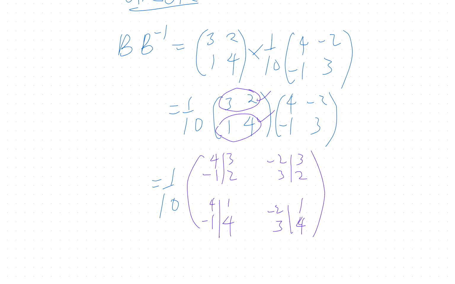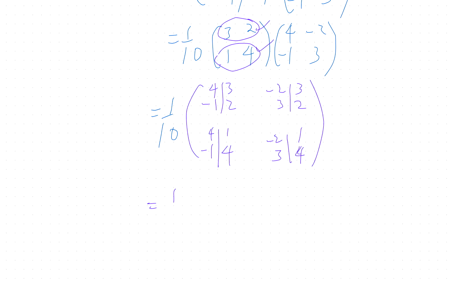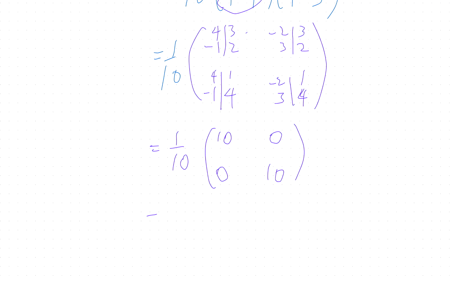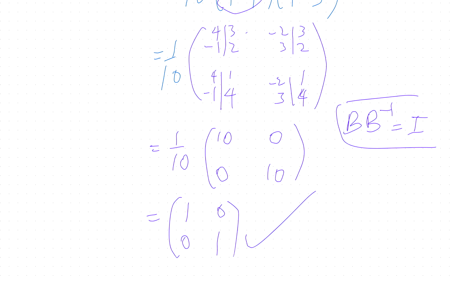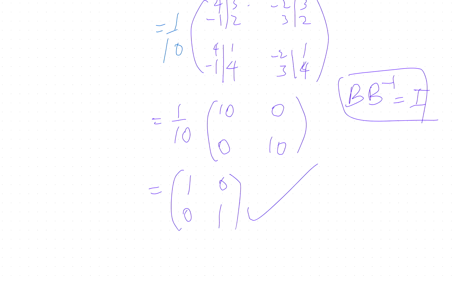So you go ahead and say this is 1 over 10 into 4 times 3 is 12, 12 minus 2, that's 10. Then here, minus 6 plus 6, 0. Then 4 minus 4, 0. Then minus 2 plus 12, that's also 10. Excellent. If you take the 10 inside, you just have 10 divided by 10: 1, 0, 0, 1. Since you have the unit matrix here, B times B inverse gives the unit matrix, and you can say for sure that our B inverse is correct.